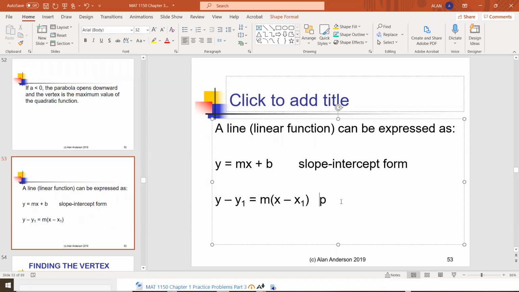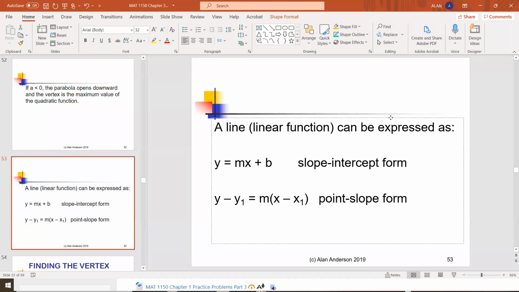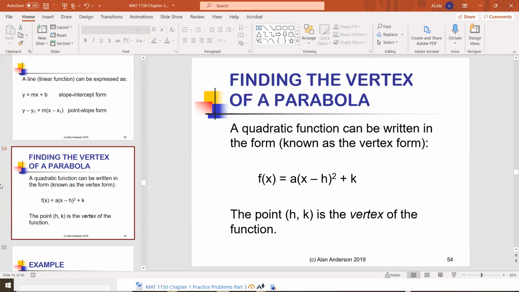And that, as you know, is the point slope form. So something similar to that is happening with quadratic functions. All right. So we have the traditional f of x equals ax squared plus bx plus c.